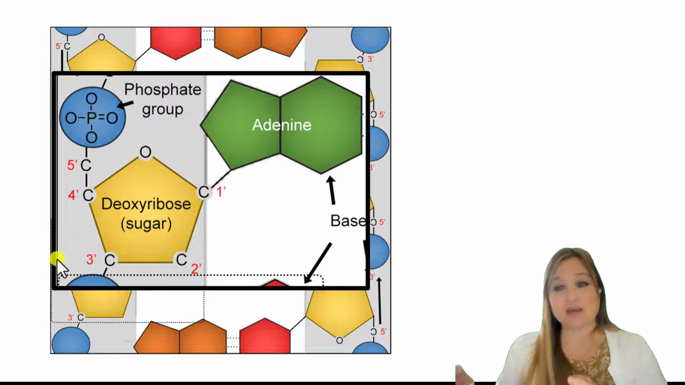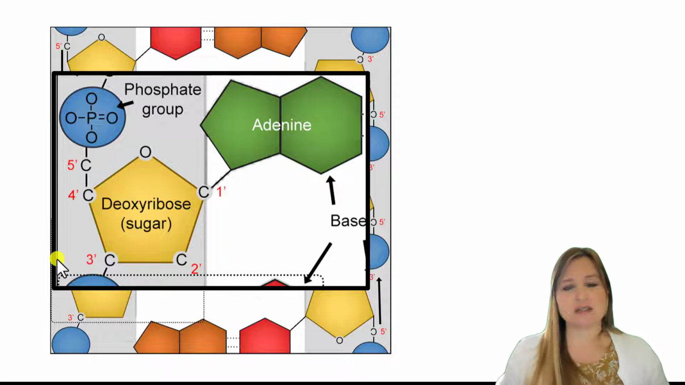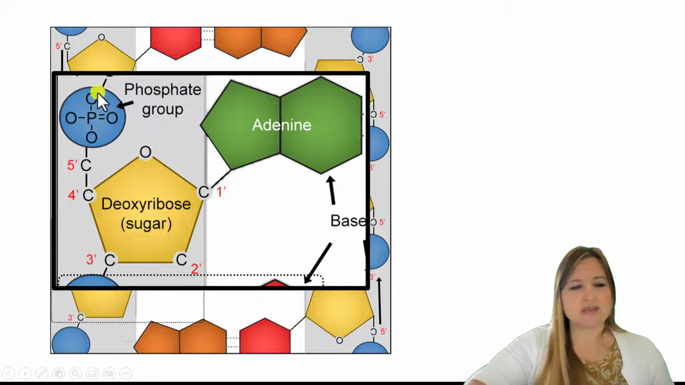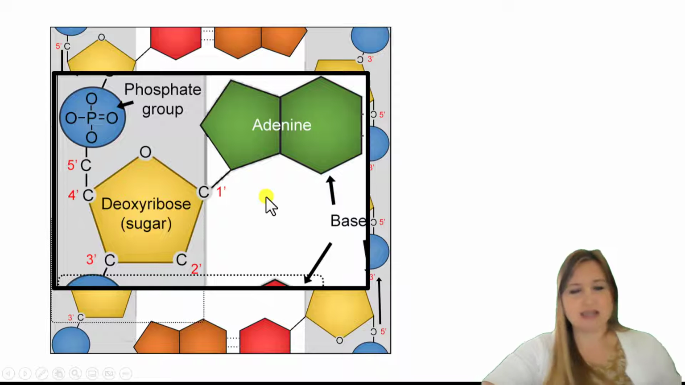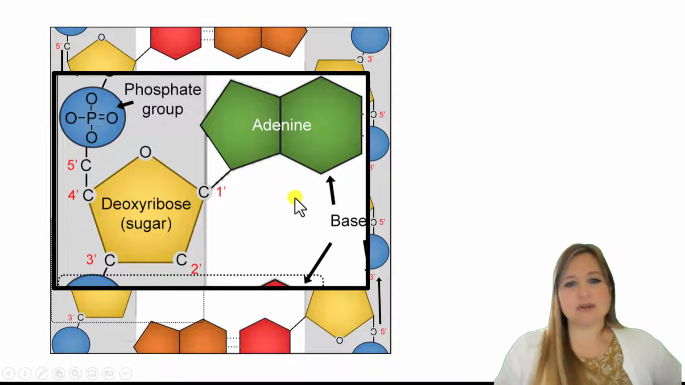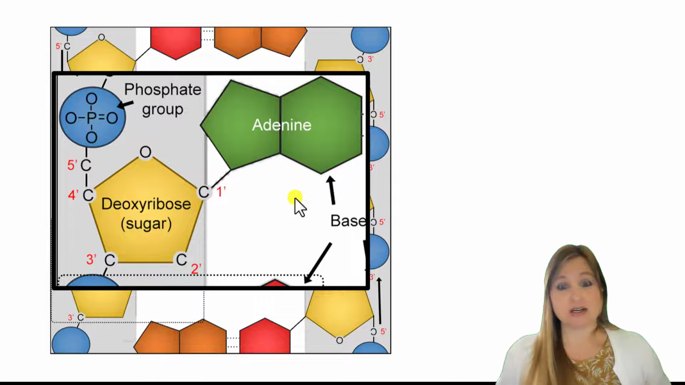5' and 3' are talking about the carbons. They're simply numbering the carbons that are found in the sugar. So again, here we've zoomed in. Here's our phosphate group. Here's our deoxyribose of the nucleotide. And here's adenine, in this particular case, the base. Now in adenine, they number the different atoms as well: 1, 2, 3, 4, 5, 6, etc.